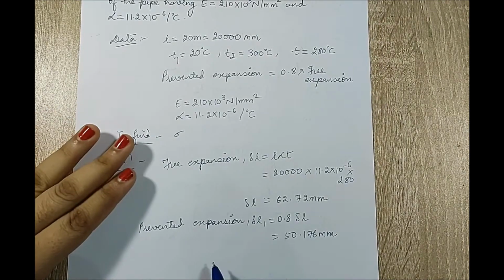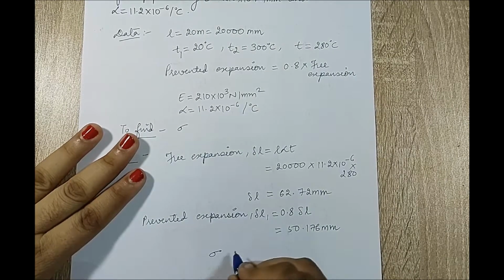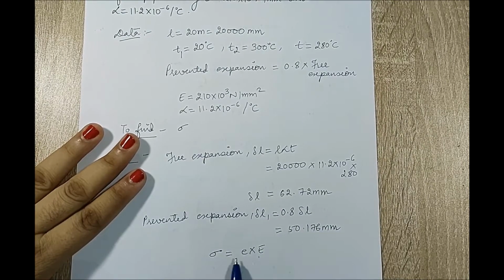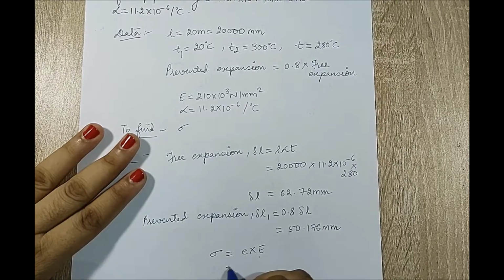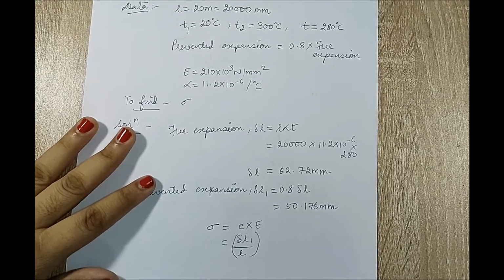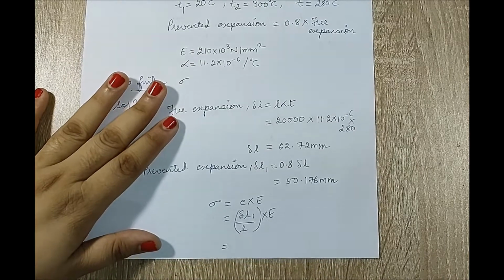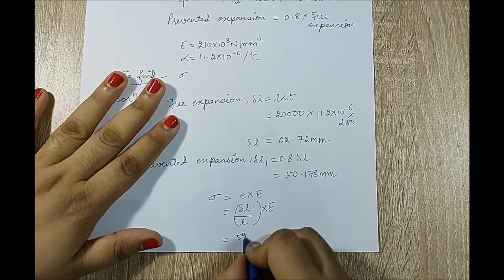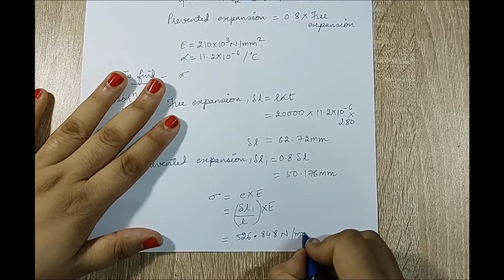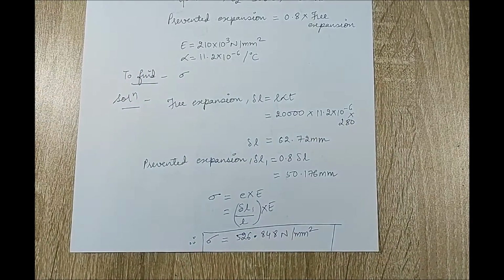Now since there is a prevented expansion, obviously there will be some compressive stresses. So it is very easy to calculate sigma. It is always strain into E. Now the value of E is known to me. For calculating small e, can I use the formula delta L1 upon L, which is a general formula of strain, into E. When I substitute the values, I get the value of sigma as 526.848 Newton per mm square. So it's a very easy numerical.